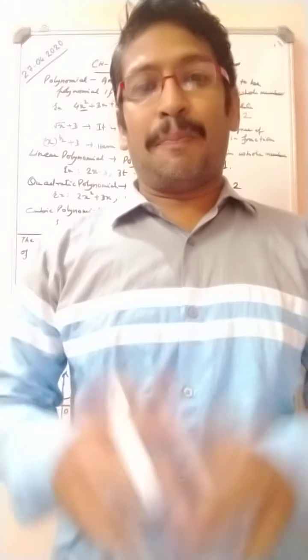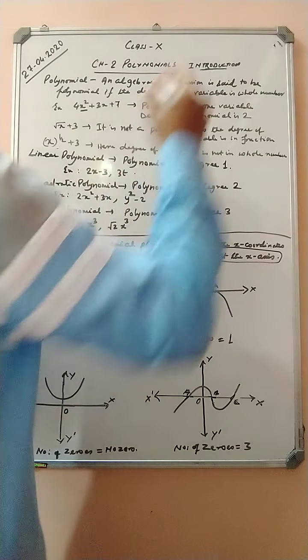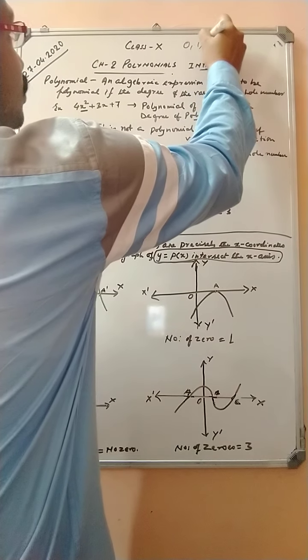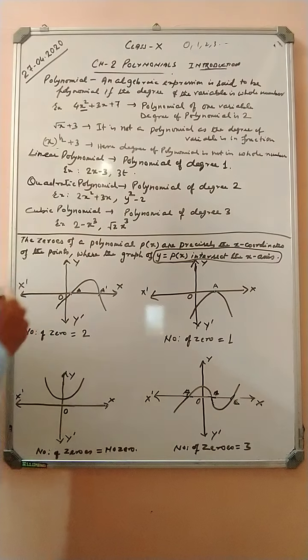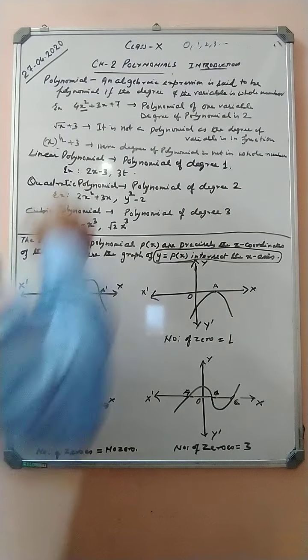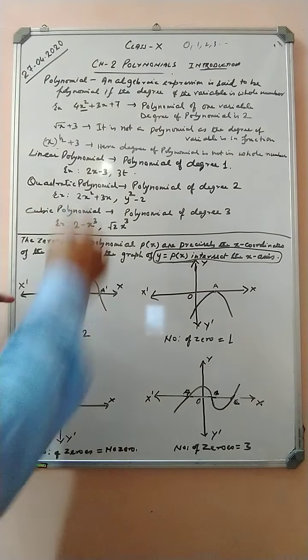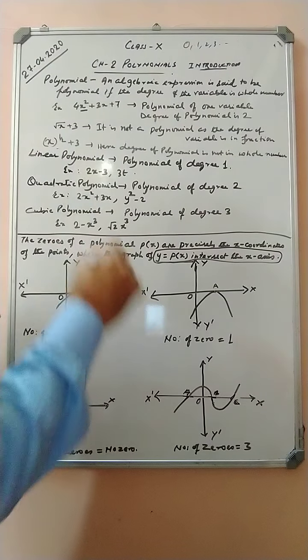A polynomial is an algebraic expression where the power of the variable must always be a whole number. It cannot be a fraction or negative. The whole numbers start with 0, 1, 2, 3, whatever. See the example 4x square plus 3x plus 7. Here the variable is x, and the degree of the algebraic expression is 2. So this is a polynomial of one variable and degree 2.